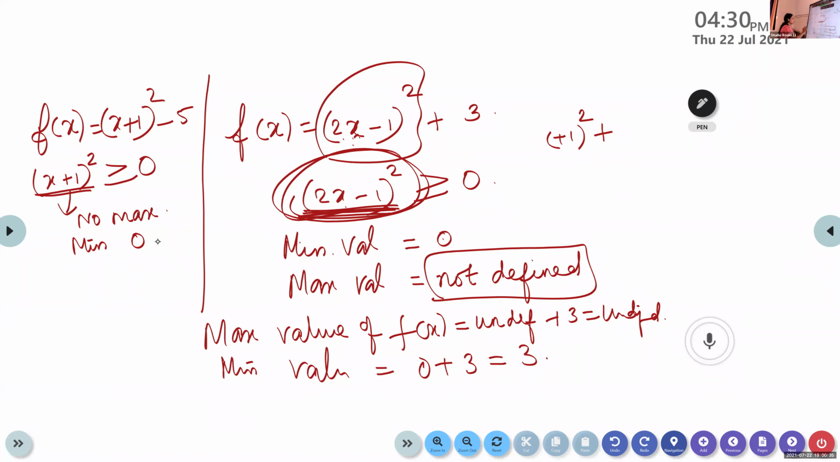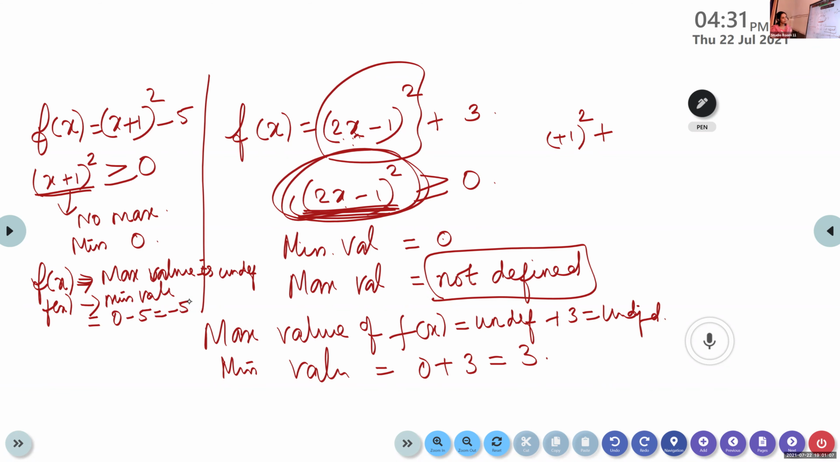So what about f of x? For f of x, what is the maximum value? Here it is undefined. If you subtract 5 from undefined, it is again undefined. So the maximum value is undefined. And what is the minimum value for f of x? The minimum value for (x plus 1) the whole square is 0. 0 minus 5, which is minus 5.